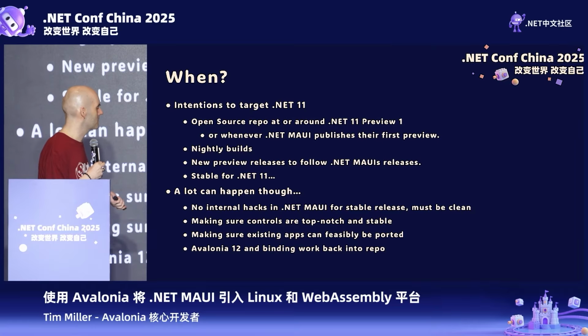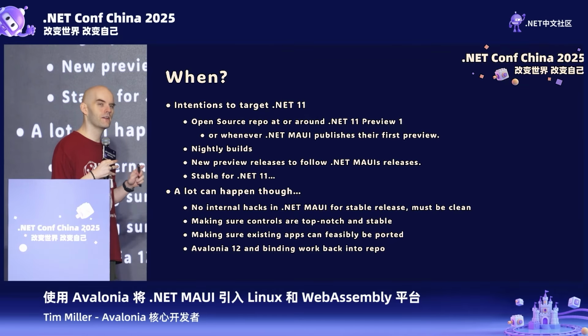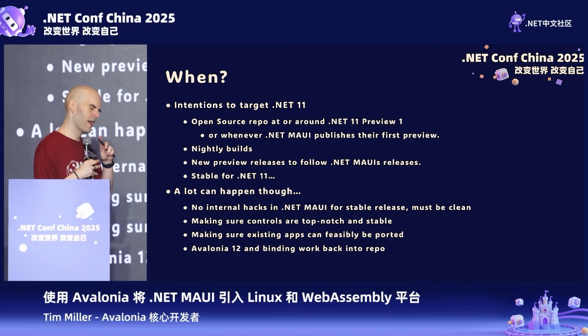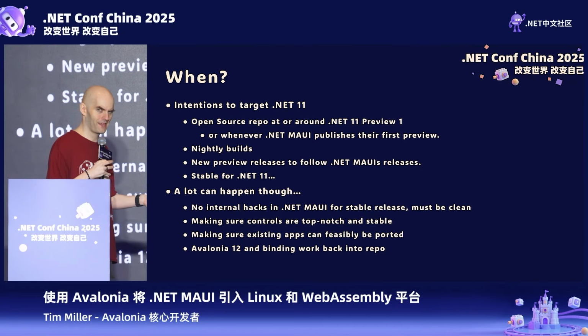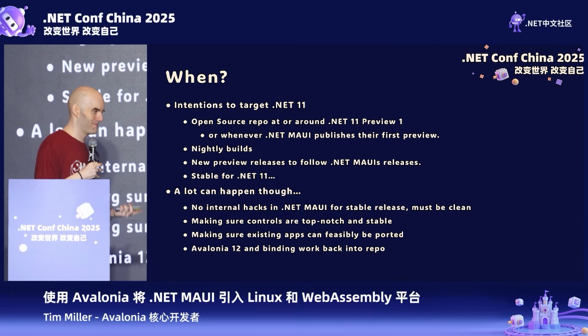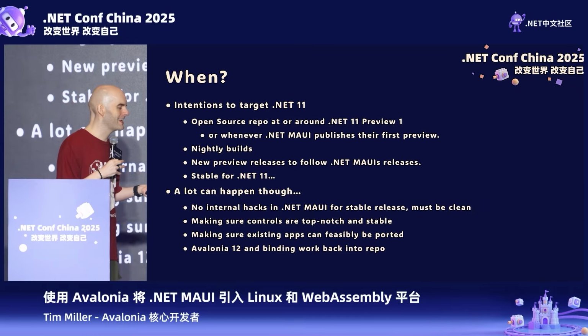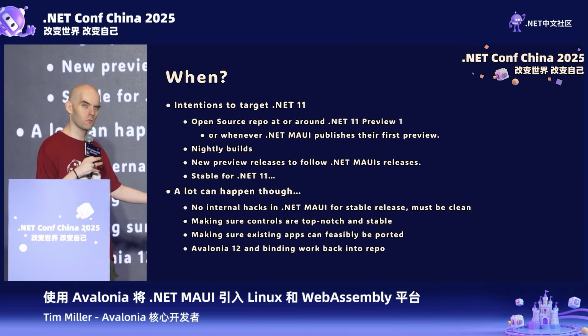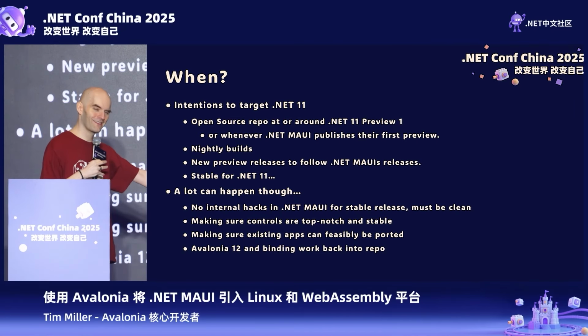Making sure existing apps can feasibly be ported. One of the reasons why I was really firm that we cannot publish this right away is because I know the millisecond we open source it, everybody's going to try to take whatever Maui app they can find and get it to run on Linux or WebAssembly, which is great. But then you're going to get bugs and a lot of churn, and we don't want that. If you have an existing Maui app and you want it to run on these platforms, you should be given a chance. So we want to make sure that we give you a nice, easy path to getting that to work.